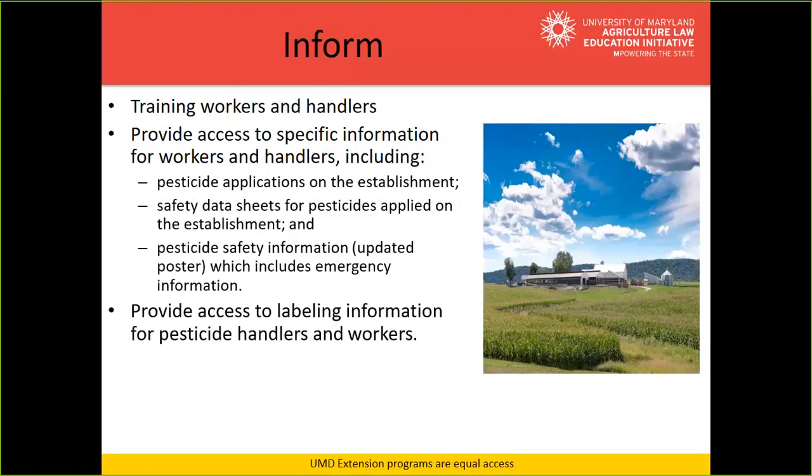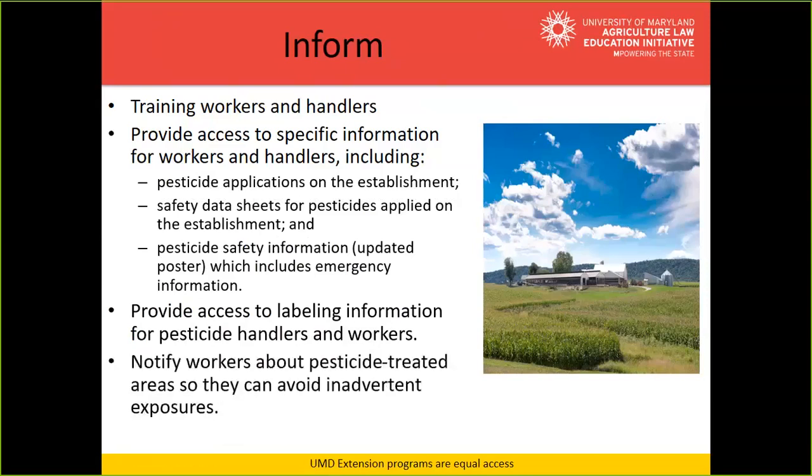You need to provide access to the labeling information for the handlers and the workers. So they need to be able to read those labels that we were talking about before. If you're using pesticides with the label, you have to provide your workers and handlers access to that label so that they can make sure they're following all the precautions. And you need to notify the workers about treated areas so they can avoid inadvertent exposures to pesticides.